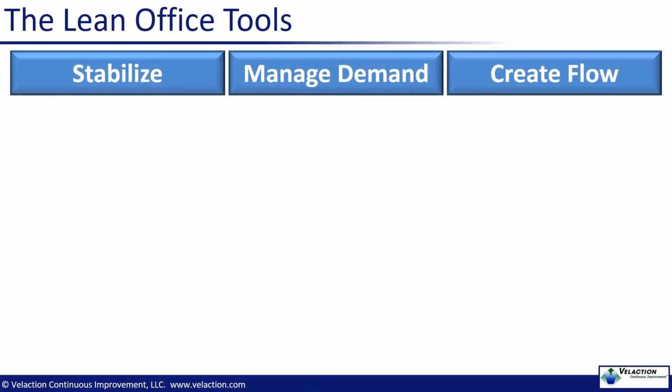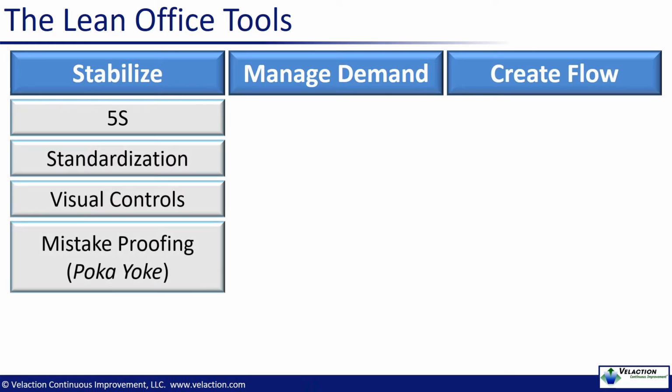Each of these general steps in the progression has a handful of tools to help you work your way through it. We'll talk about each of them in more detail in later slides. The stabilized tools, 5S, standardization, visual controls, and mistake proofing, all focus on taking variation out of processes. Variation equates to waste. We want everybody doing their processes the same way every time. If there are external factors that are preventing them from doing this, we will want to remove those obstacles.